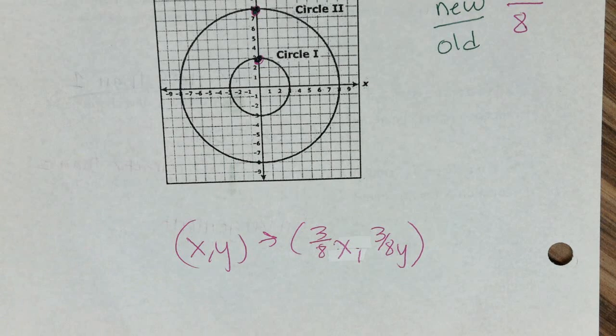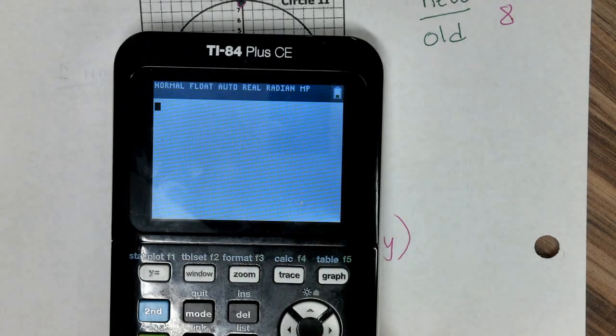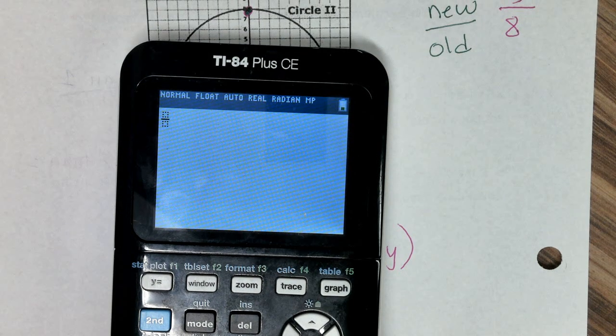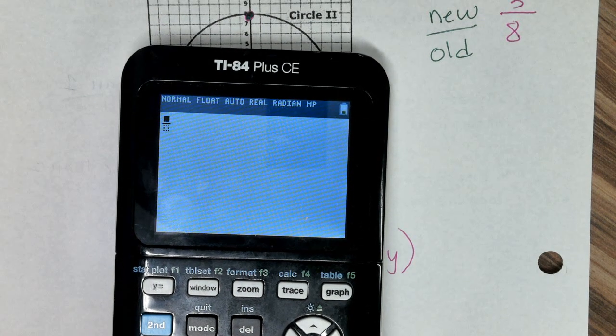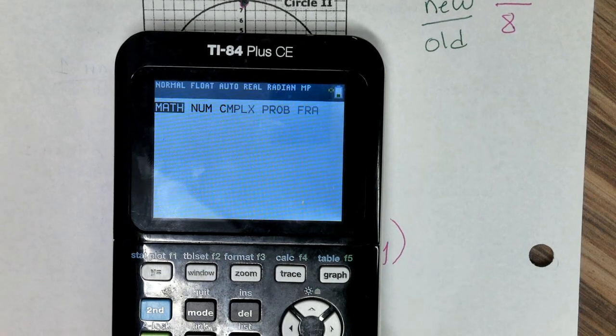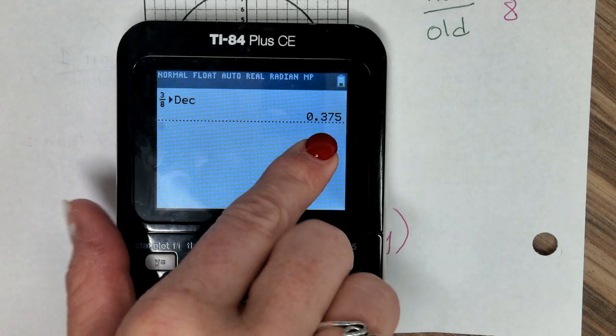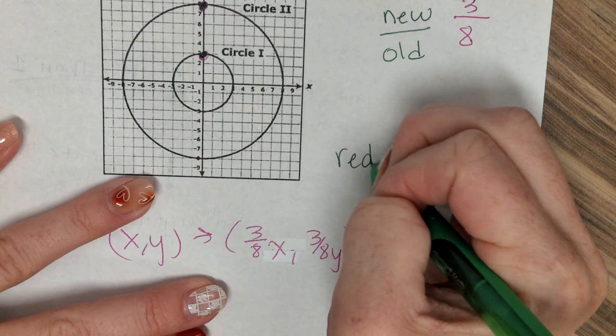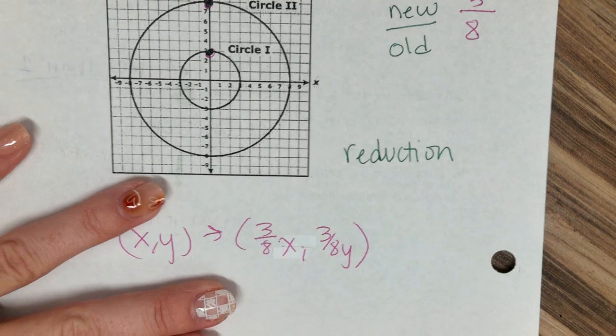Is this a reduction or an enlargement? Is 3/8 bigger than 1 or smaller than 1? If you don't know, put it in your calculator. 3/8. If the top number is smaller than the bottom number, it's smaller than 1. If the top number is bigger than the bottom number, it's bigger than 1. But look, 3/8. Math, decimal, enter. Is that bigger than 1 or smaller than 1? Because 3/8 is smaller than 1, this is a reduction.